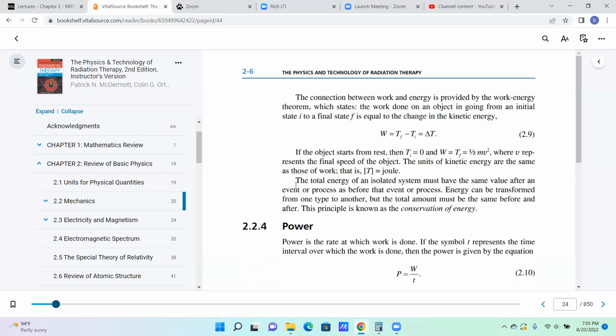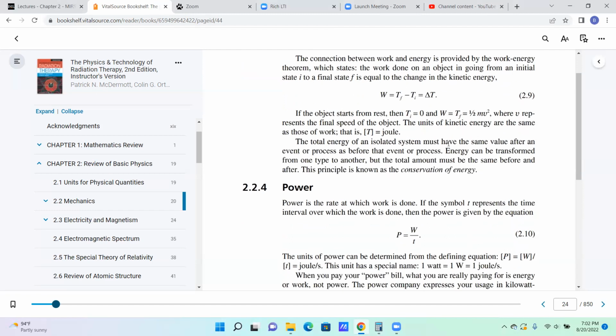That kind of thing. So if it starts from rest, in other words, the object isn't moving, this value might be 0, and therefore the amount of work that's done on it would be 1/2 times mass times the velocity squared. Units of energy are the same as those of work. Again, work and kinetic energy, we're going to measure with the same type of unit.